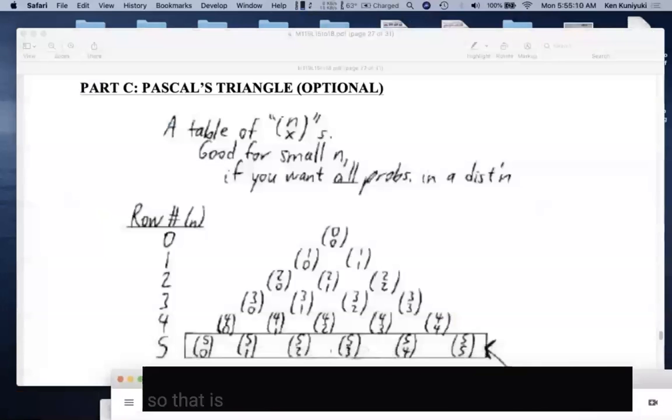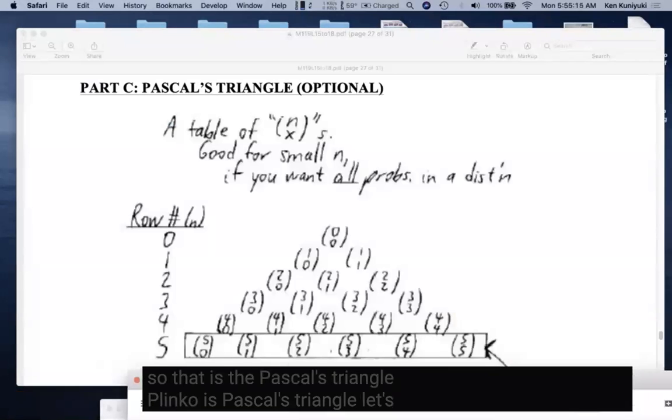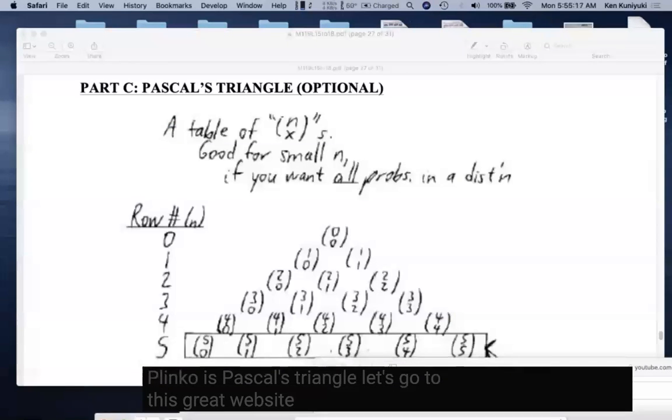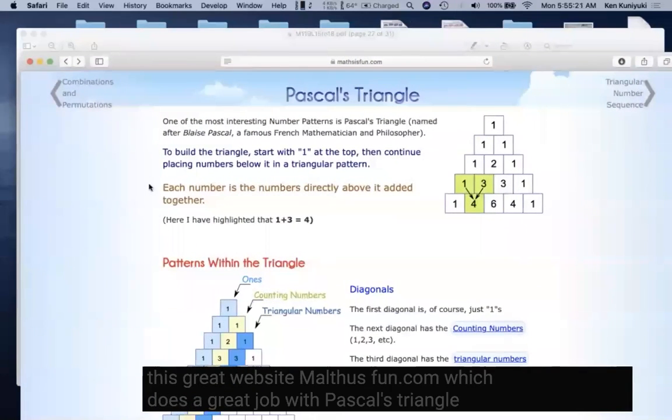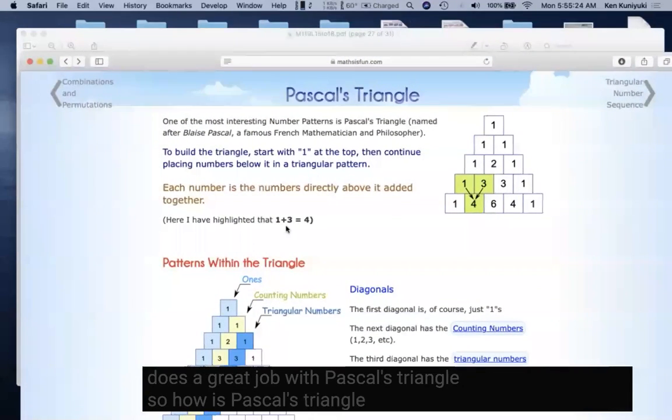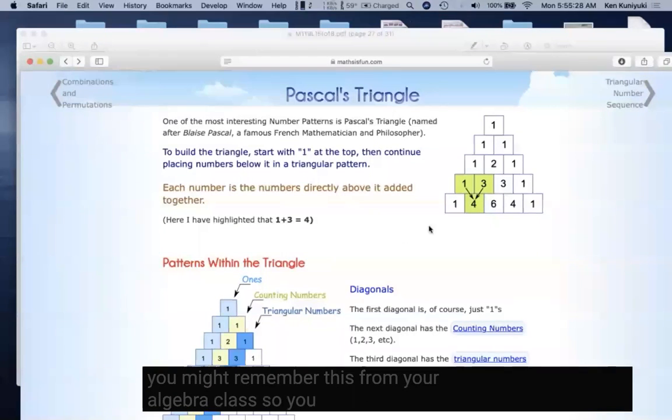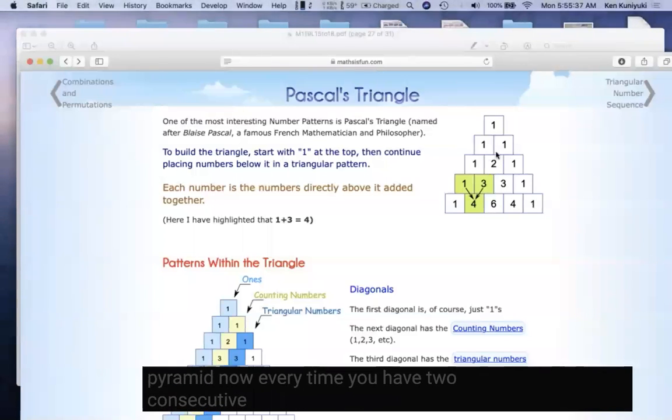So that is the Pascal's triangle. Plinko is Pascal's triangle. Let's go to this great website, mathisfun.com, which does a great job with Pascal's triangle. So how is Pascal's triangle constructed? You might remember this from your algebra class. So you start off with a tent of ones. So you have ones along this edge and ones along this edge, like a pyramid. Now, every time you have two consecutive numbers, they give birth to their son, their sum.